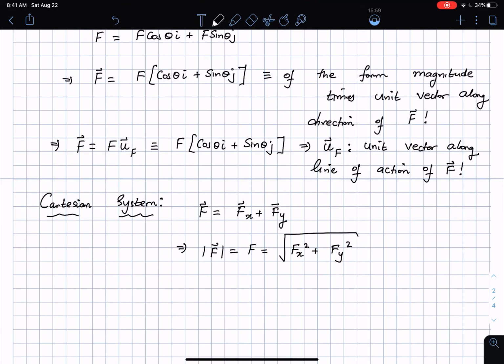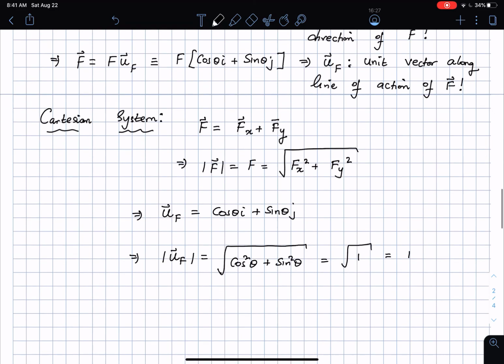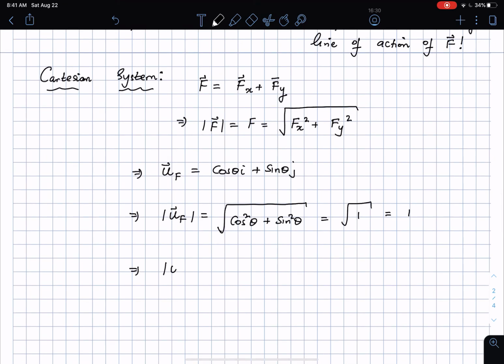And it's very obvious to see that if I look at the magnitude of uf, which for me was cos theta i plus sin theta j, right? Which means that if I look at the magnitude of uf, this is going to be the square root of cos square theta plus sin square theta, which is the square root of 1, which is 1. Which means that the magnitude of uf is indeed equal to 1. Its magnitude is unity.